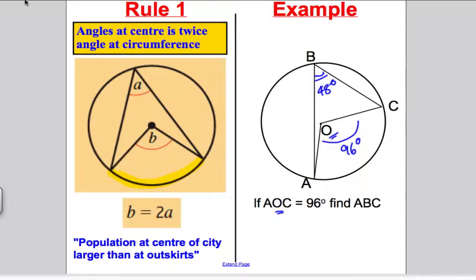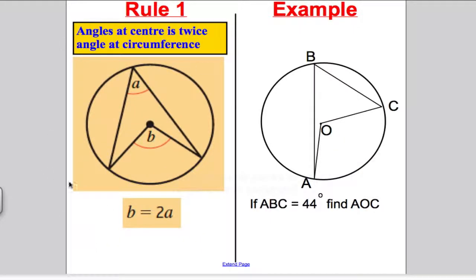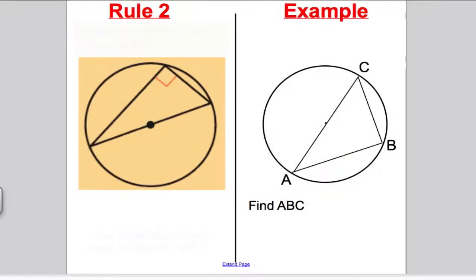Okay? And let's just have another look at this rule. Here's the rule again. Remember, angle at centre twice angle at circumference. If they told us that ABC was 44, A to B to C, this one was 44, what would AOC, what would that one be? Well, it's doubled that one there, so it'd be 88 degrees. Okay, and that's rule 1 covered. Nice, easy rule. Okay, let's move on to rule 2.